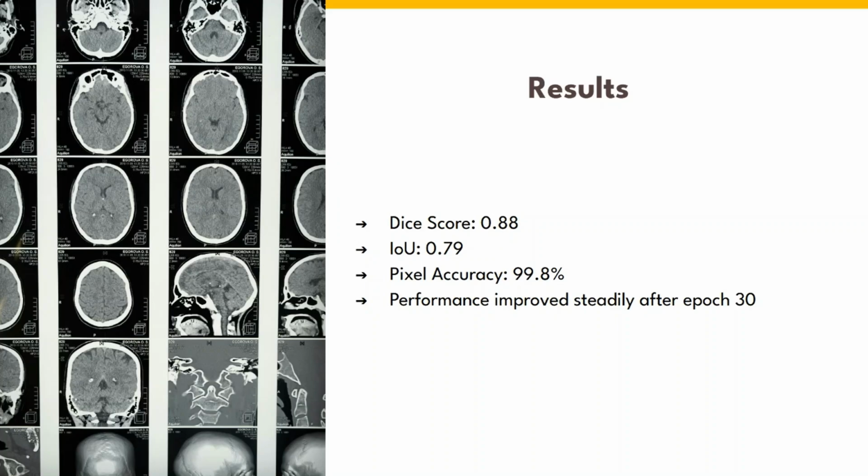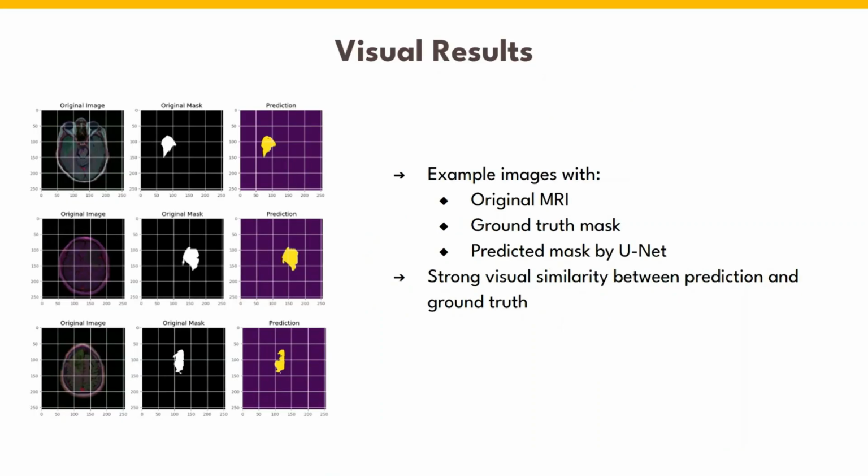Our model achieved a dice score of 0.88, which means it had a high overlap with the ground truth masks. The IOU score was 0.79 and the pixel accuracy reached 99.8%. These results show that our U-Net model learned to detect tumor regions with great precision. Especially after the 30th epoch, we saw a big improvement in segmentation performance. Now I will talk about the visual results.